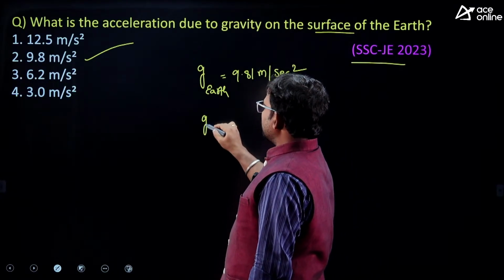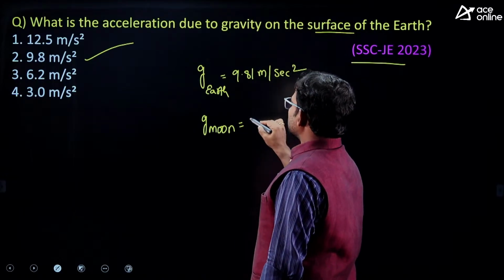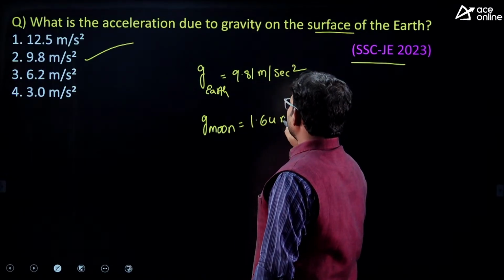So the G value of the moon is mostly 1.64 meter per second square.